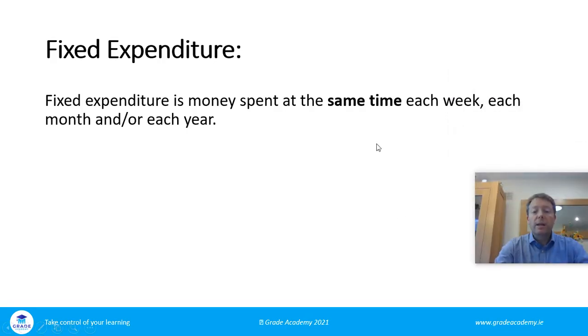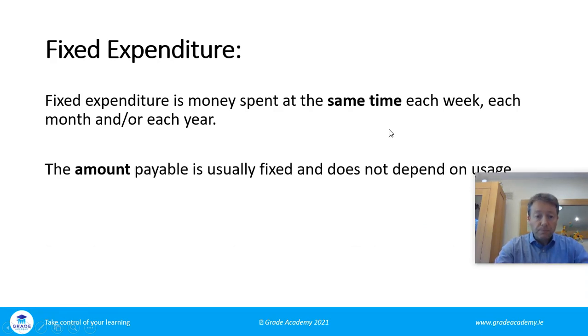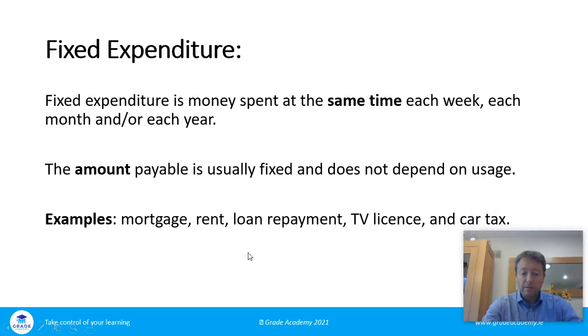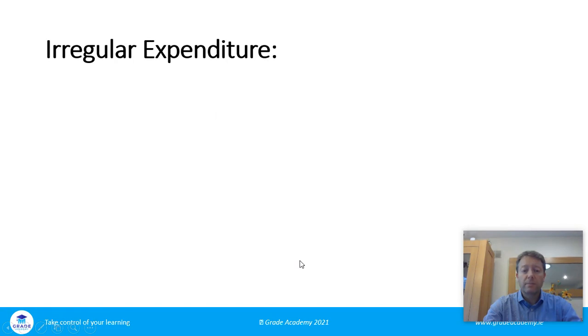Fixed expenditure is the money spent at the same time each week, each month, or each year. The amount payable is usually fixed and does not depend on usage. Examples: a mortgage, rent, loan repayments, TV license, and car tax.